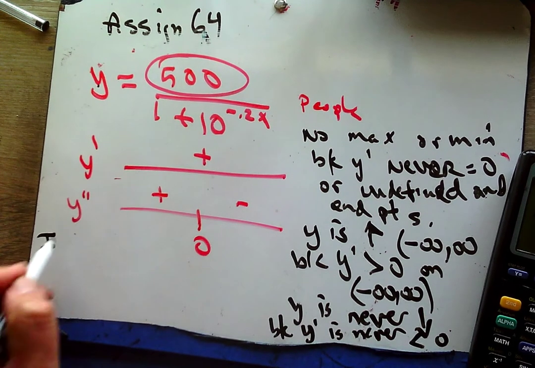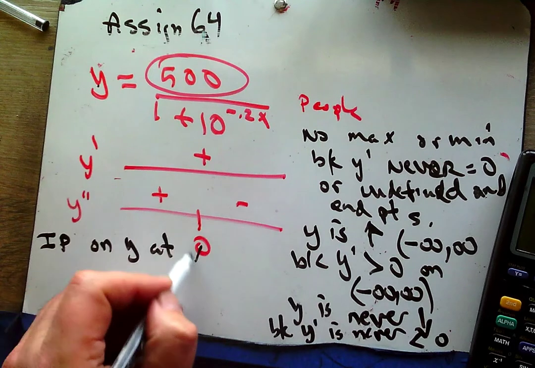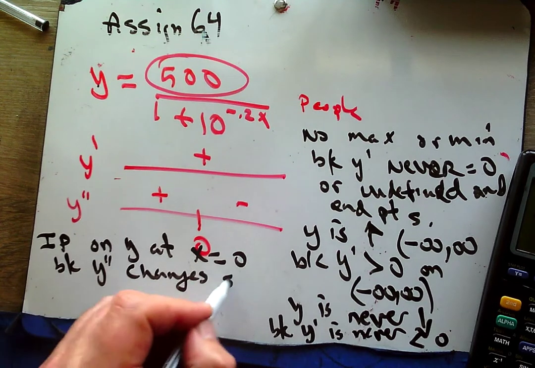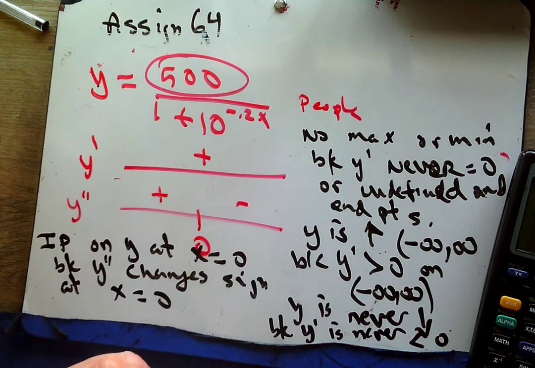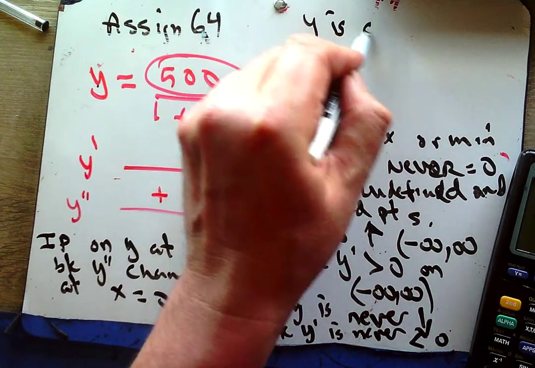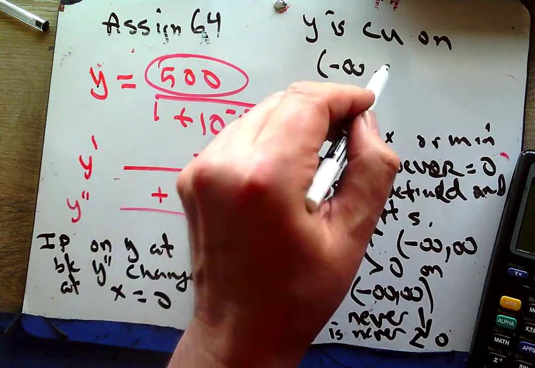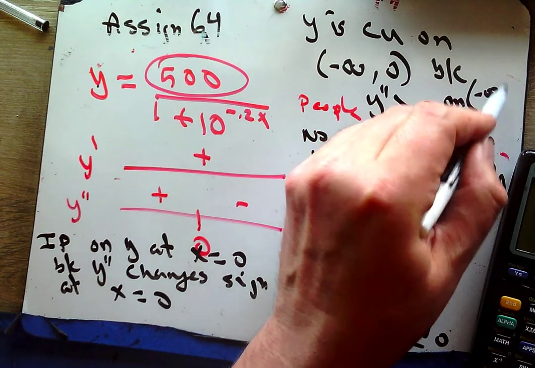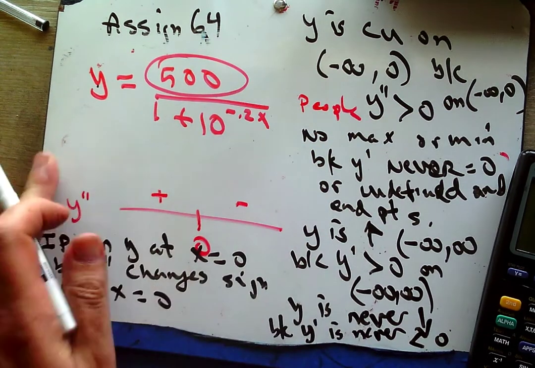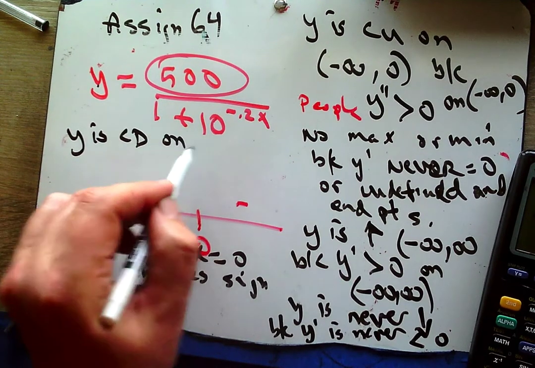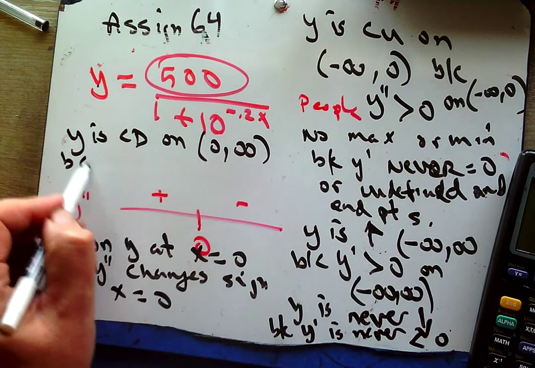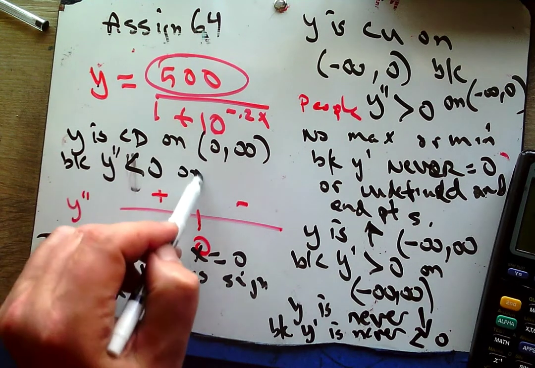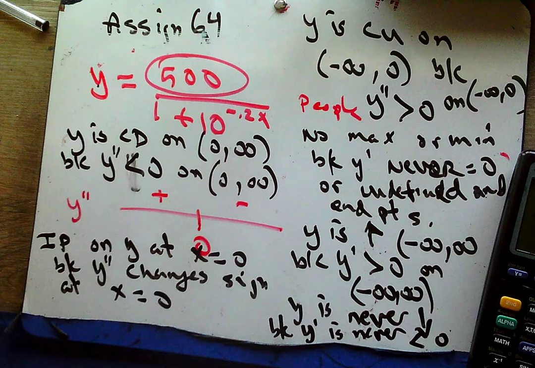What about inflection points? We have an inflection point on y at x equals 0 because y double prime changes sign at x equals 0. We also know y is concave up on negative infinity to 0 because y double prime is greater than 0 on negative infinity to 0. And finally, we know that y is concave down on 0 to infinity because y double prime is less than 0 on 0 to infinity.